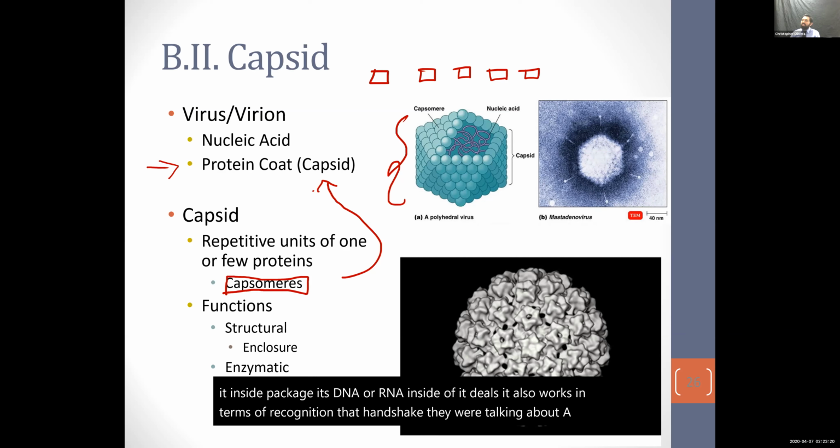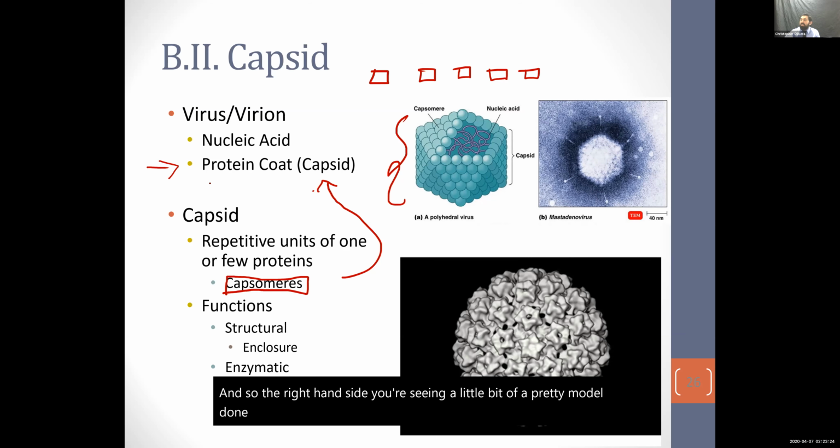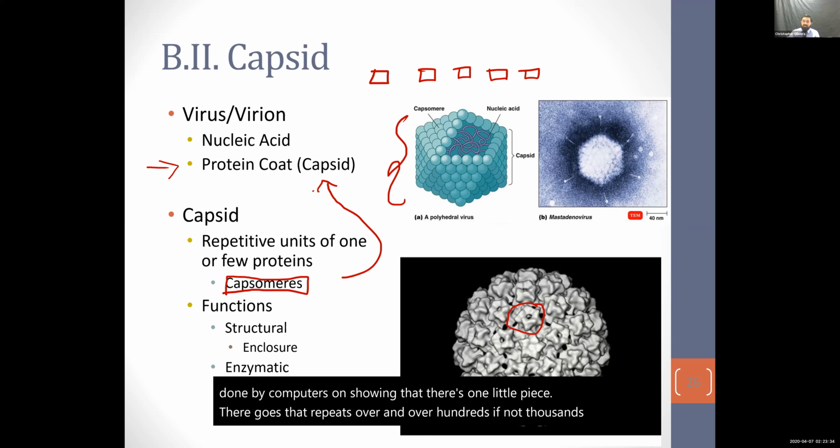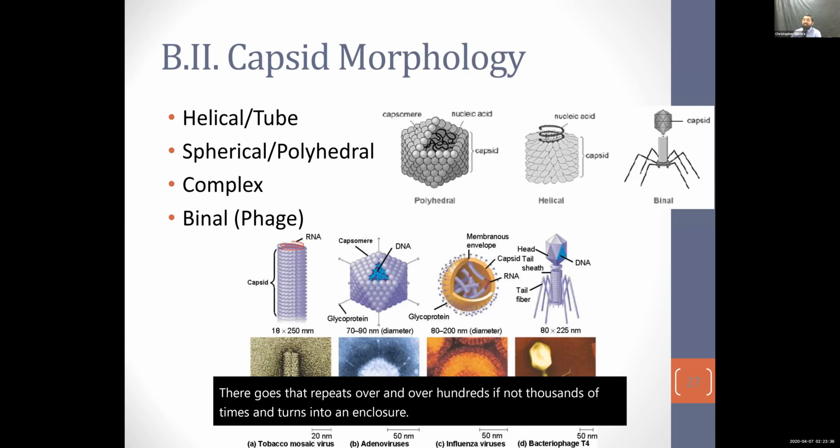And so on the right-hand side, you're seeing a pretty model done by computers showing that there's one little piece. Let me see if we can circle it over here. There it goes. That repeats over and over hundreds, if not thousands of times, and turns into an enclosure. Now, what kind of shapes it can take, I'm just giving you a few little examples over here.